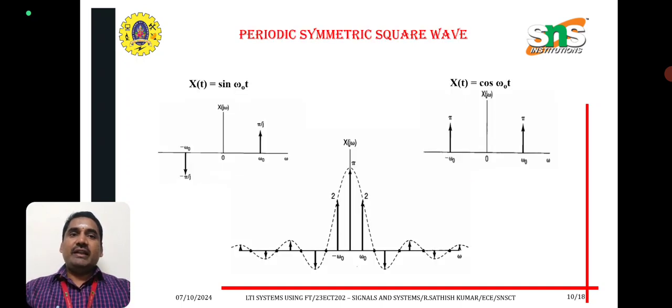This is the periodic symmetric square wave, expressed with sin omega naught t and cos omega naught t. For the above function, we can find the frequency response. This is the frequency representation of the periodic symmetric square wave.